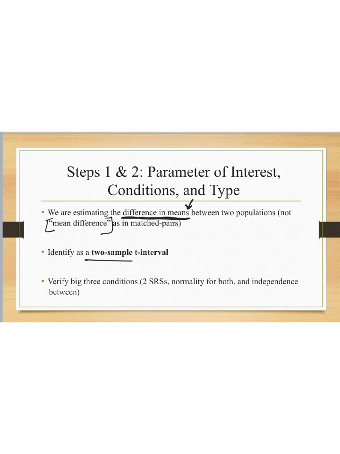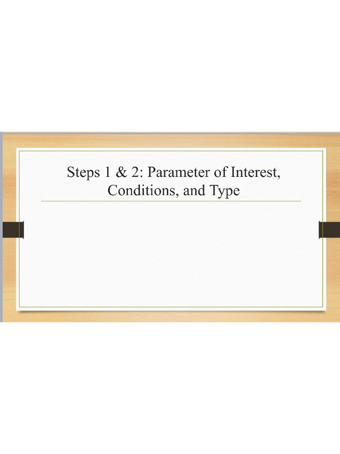Okay, this is a two sample T interval. And again, we have our big three conditions that we're going to verify. So this would really be the first point if you were to get a two sample T interval question on, say, an AP exam.